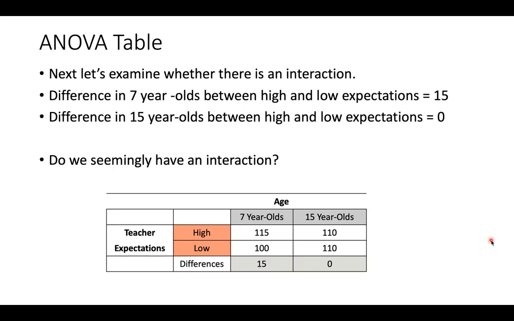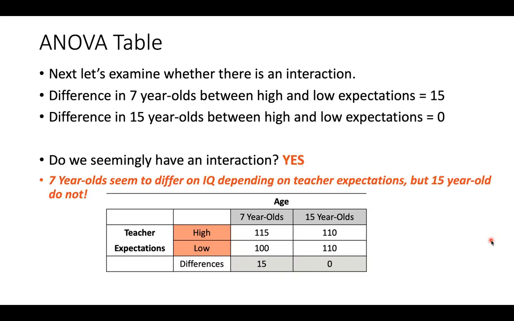Let's look at our difference scores. If we subtract down the table, we take 115 for our 7-year-olds minus 100, which gives us a difference of 15. 110 minus 110 for 15-year-olds gives us a difference of 0. So we have our difference scores. Now we need to ask ourselves the question, is there a difference between our difference scores? And I would say undeniably yes, right? 15 points of a difference is a big deal on this scale. So we look like we have an interaction.